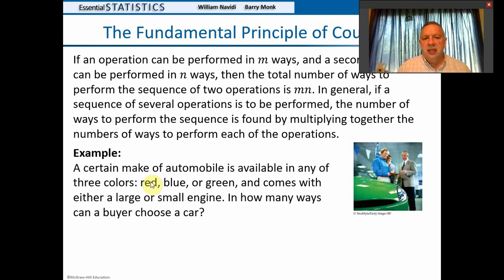If we pick out a red, it's possible to have either a large or small engine. We could have a blue with a large or small engine, and then a green large or small. So we had 3 times 2, which is 6. 1, 2, 3, 4, 5, 6. So that's basically how the counting principle comes apart. We just count the number of ways for one operation, the color, and then the second operation is to choose the size of the engine, so 3 times 2.